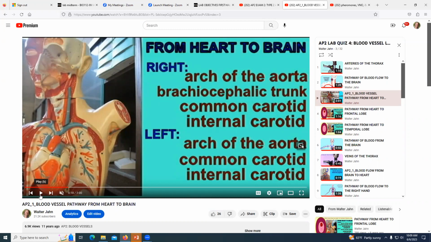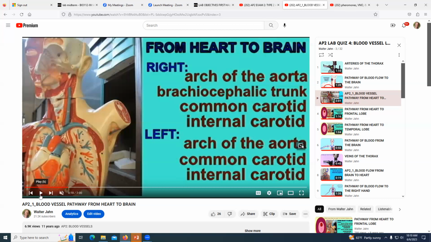Arch of the aorta first. Now, this first thing here is the brachiocephalic trunk. All right, that's only on the right side. So the brachiocephalic trunk would then lead to the right common carotid and the right subclavian. Notice that the left common carotid and the left subclavian, they come right off the arch of the aorta.